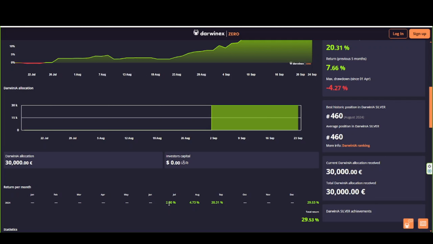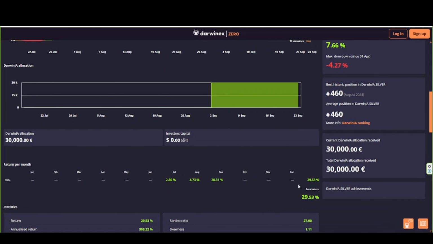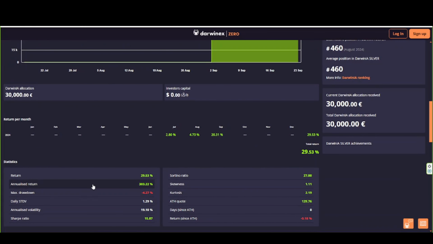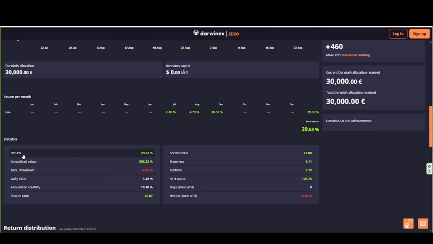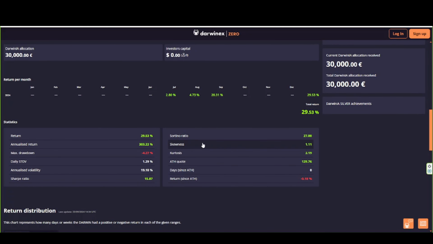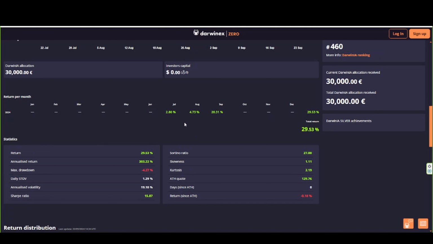So they got 2.8, 4.73, and then September was a banger. And then their total return so far is 29.53%, which gives an annualized return of 303%, which is absolutely incredible. The real question is, can this trader keep this going in the long run? Because as you can see, we're only looking at 3 months. If we look at other traders, like I think it's the THA, they have a longer track record, and obviously returns like this are not realistic.